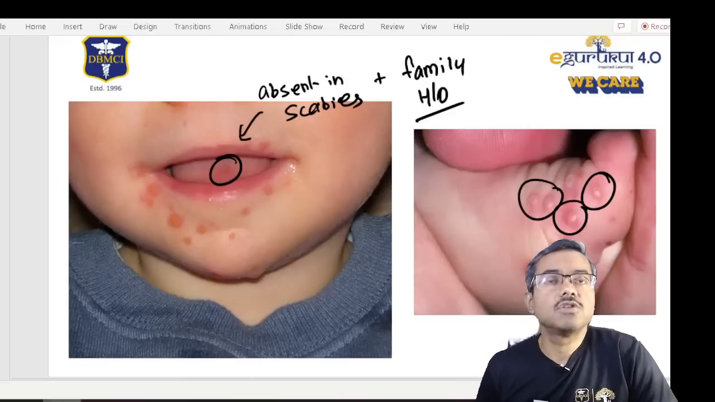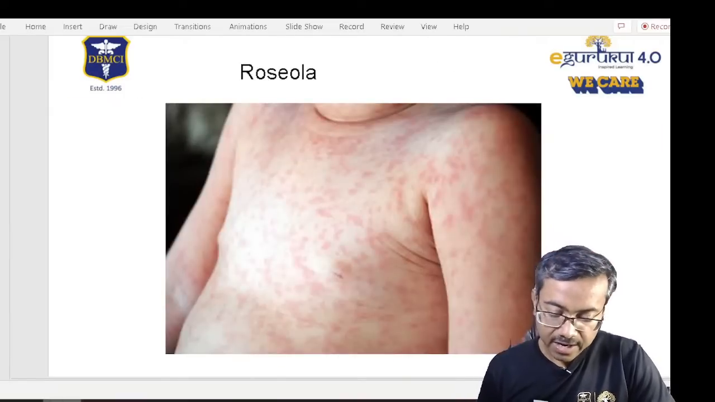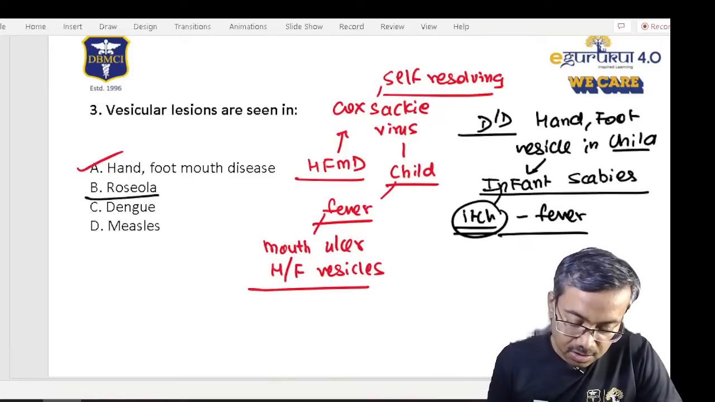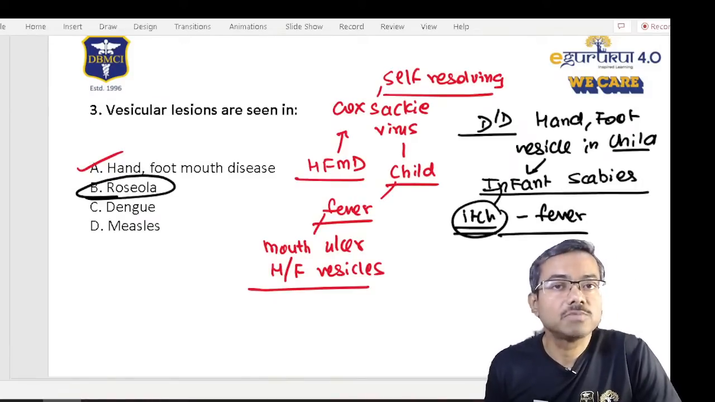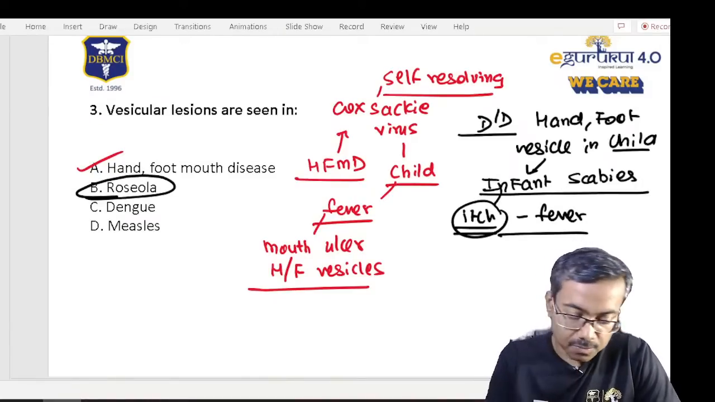Right. So this is going to be an OC pill. Yes, we do give that. Right. Now, what is the second option here? Roseola. Let's look at the second option which is given, roseola. I want to discuss the other options also.